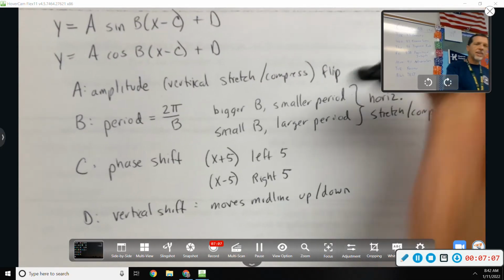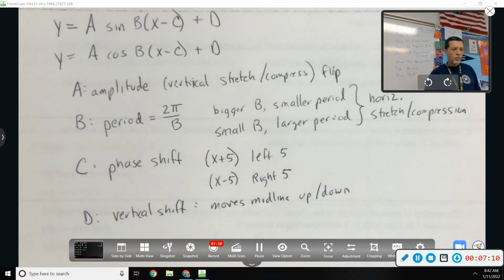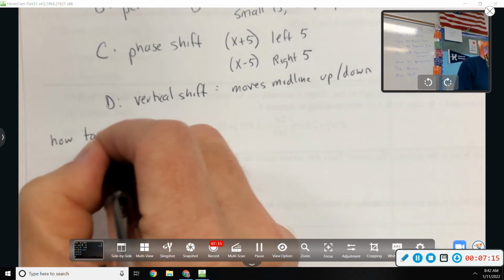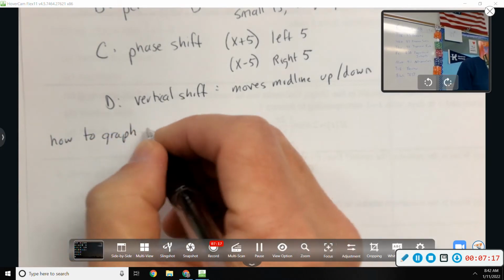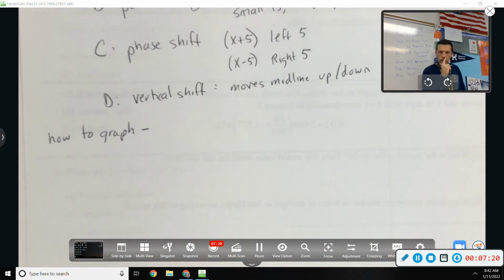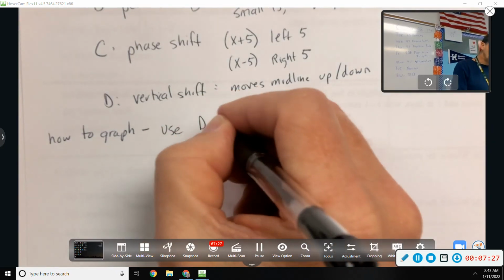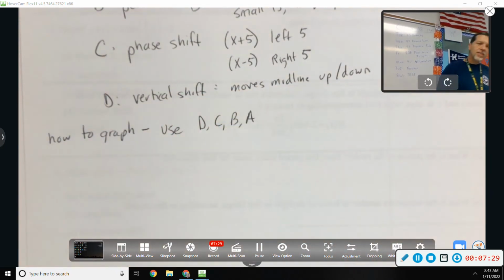Now that's the concept of what each variable does. But now how to graph them, how to use those letters. And this kind of works out well. You use them in reverse order when you're graphing them. You use them DCBA. If you don't use them in that order, you're going to get messed up. I mean, it can be done, but it's just a whole lot easier if you'll use them in that order. DCBA.